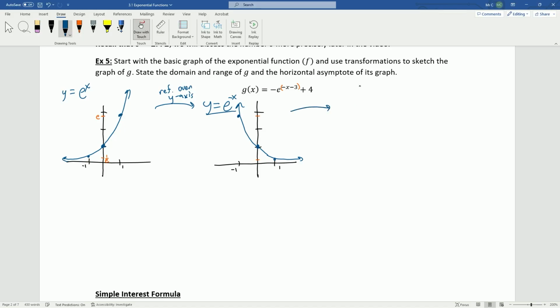And now let's do another transformation. Y equals e to the negative x. Now what's the next thing inside the exponent? Now it's the subtraction. Y equals e to the negative x minus 3. And remember, we're always going to take our input, set it equal to 0, and solve it. And here we get x equals negative 3. So that tells us this is a shift left by 3.